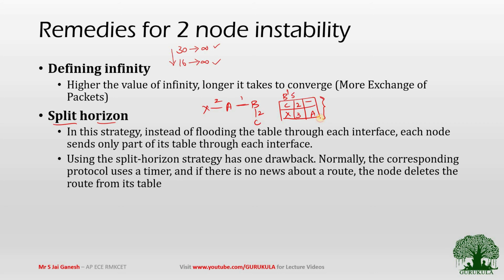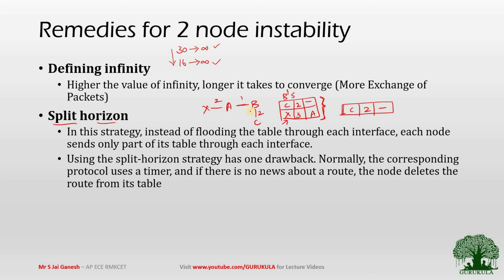So this is the information which has to be sent to A for updating, right? Instead of sending this entire table, B will send only parts of its table. It will send only the value about C. It will not send about X, because B came to know about X via A. It is common sense that A knows more about X than B does.